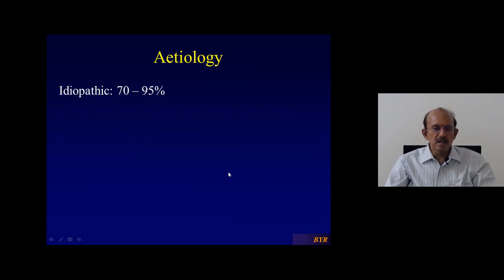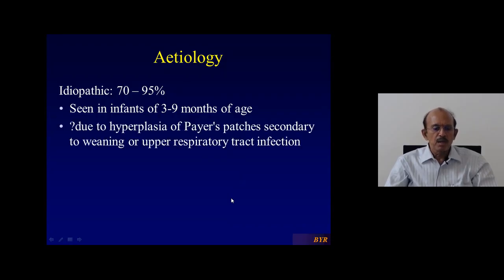Etiology in infants and children, in 70 to 95% the cause is not known. It is seen in infants of 3 to 9 months of age, probably due to hyperplasia of Peyer's patches, secondary to weaning or upper respiratory tract infection. So we have seen that intussusception occurs in some intestinal diseases. Can you tell me? In the previous topics, we have discussed intussusception. So what are the causes for intussusception, what we have seen in the previous classes?